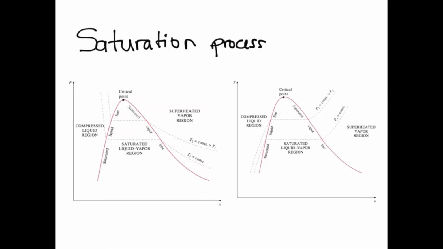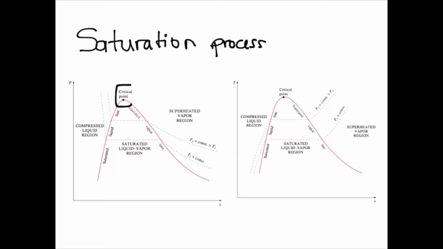In these diagrams we will have the properties pressure and volume, and the lines in the left one are going to be constant temperature. In the right one we have temperature and volume, and the lines are constant pressure. In both of them we have a critical point.